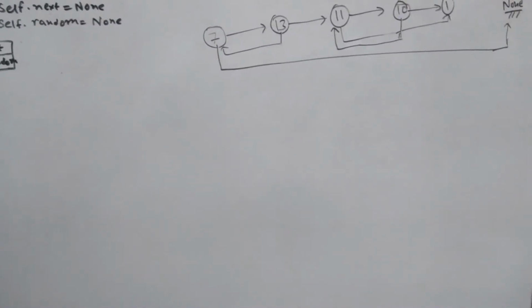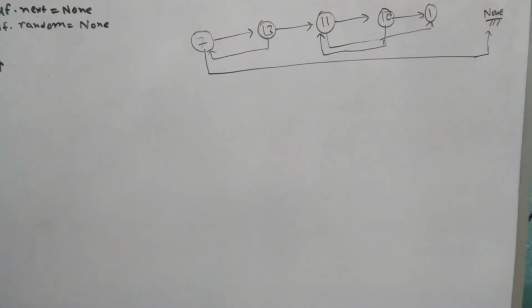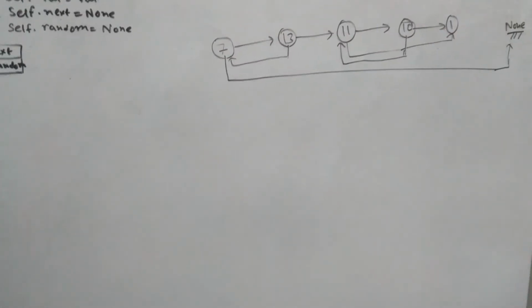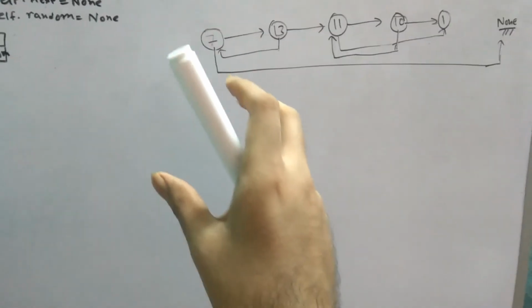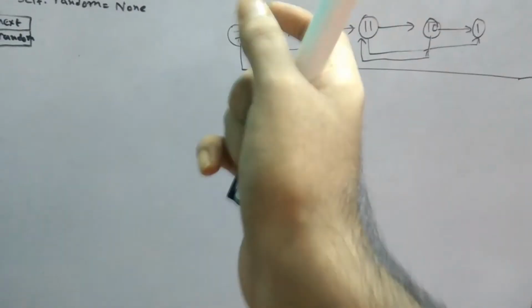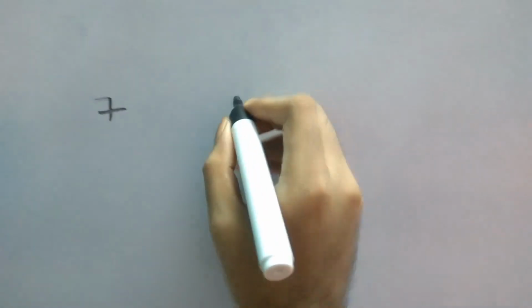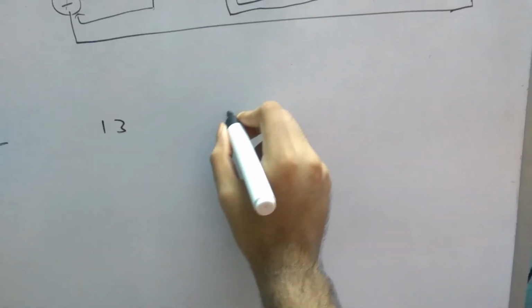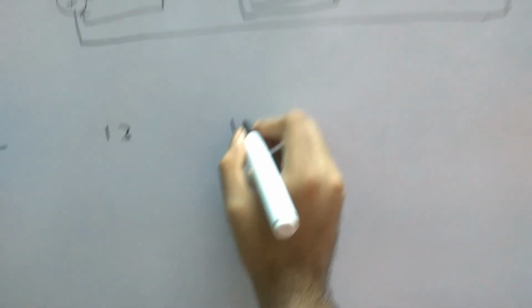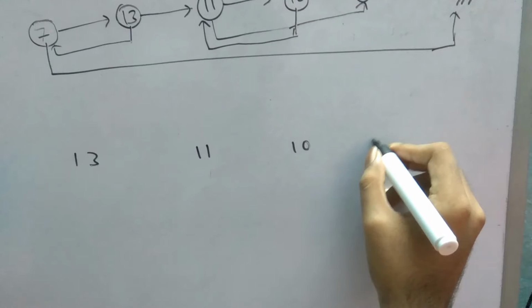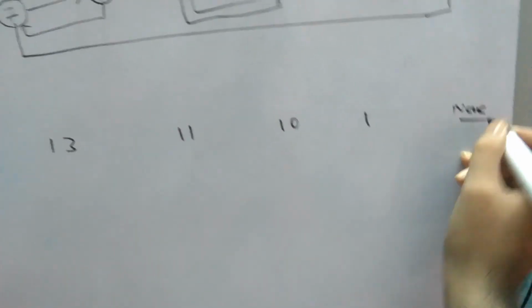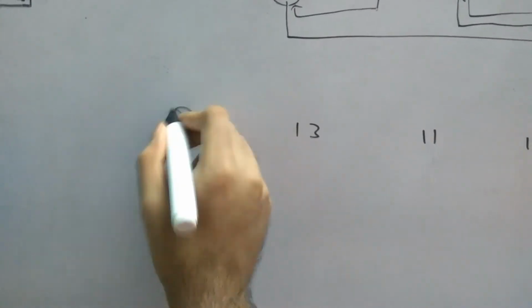So in this approach we will not be using any map. Without using any map, somehow we have to find a way where the newly created node is linked with the previous nodes. How this approach will work is, let's say we have these nodes again, written like this: 7, 13, 11, 10, 1, None. So these are the nodes. Okay, so let me circle it like this.